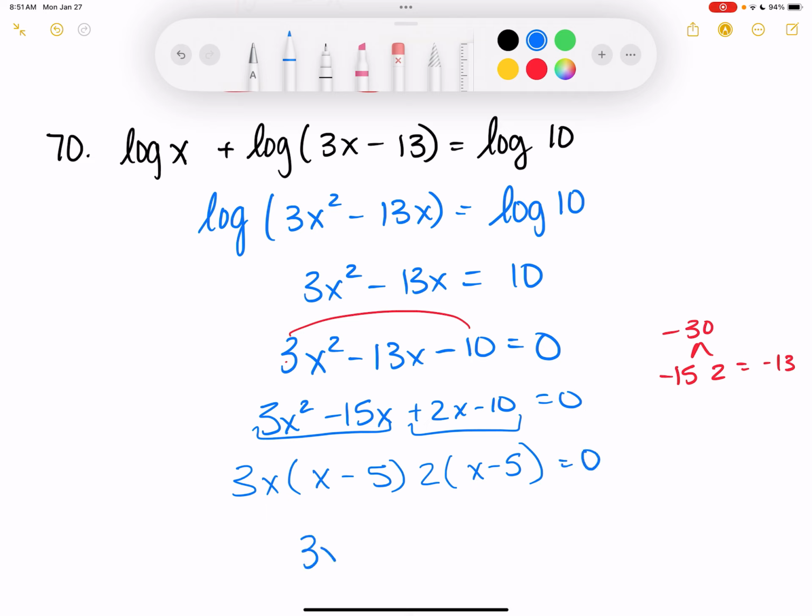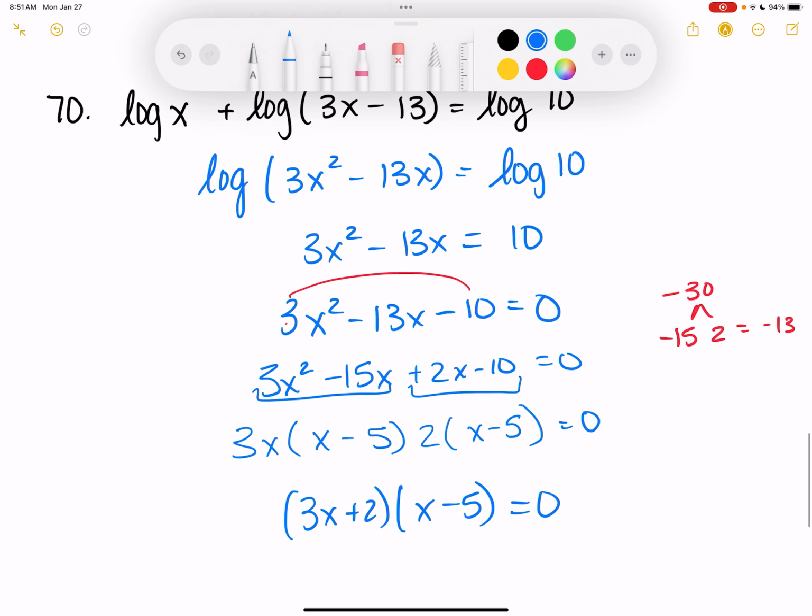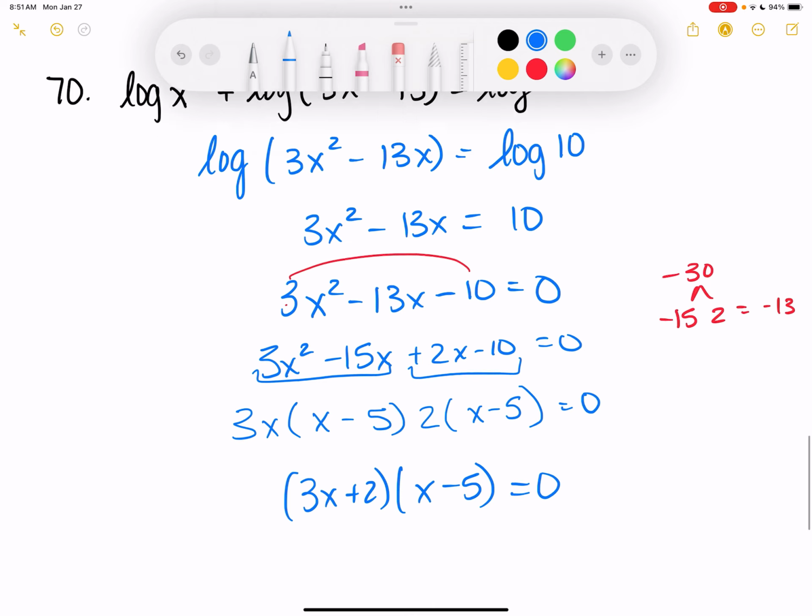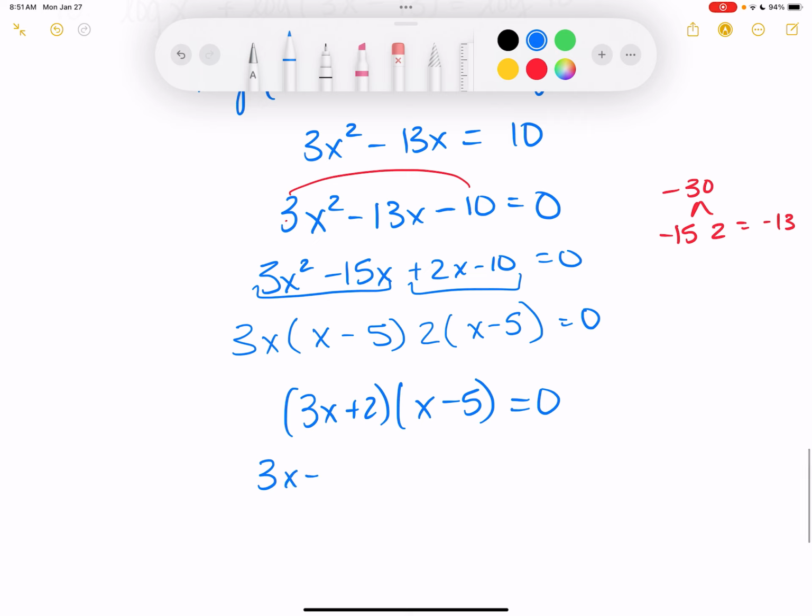So I've got 3x plus 2 and x minus 5 is equal to 0. Then I've got the zero factor property, which says I can set each piece equal to 0. So I have 3x plus 2 equals 0 and x minus 5 equals 0. So over here, subtract the 2, divide by 3. So x equals negative 2/3. And over here, x equals 5.